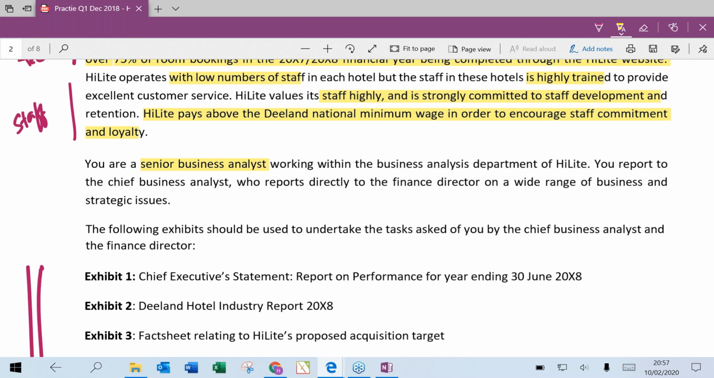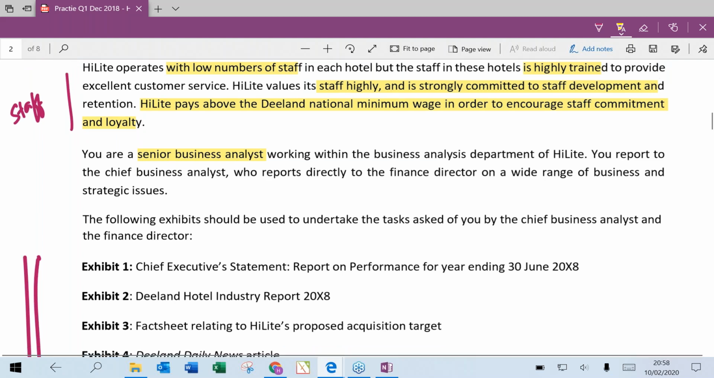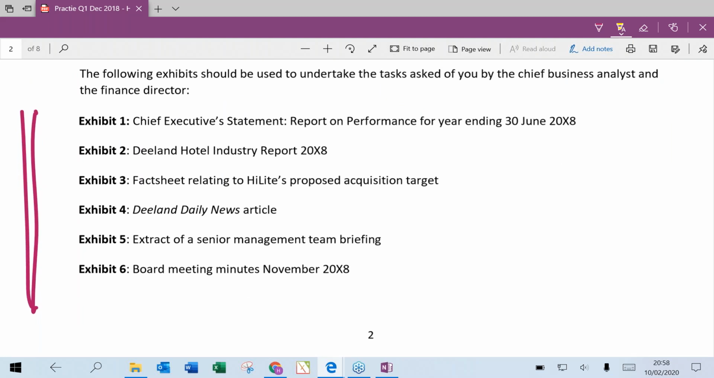You report to the chief business analyst who reports directly to the finance director on a wide range of business and strategic issues. Okay. The following exhibits should be used to undertake the tasks asked of you by the chief business analyst and the finance director. So let's look at the exhibits. Exhibit 1 is Chief Executive's Statement, Report on Performance for Year ending 30th June 2018. Okay. Exhibit 2 is D-Land Hotel Industry Report.